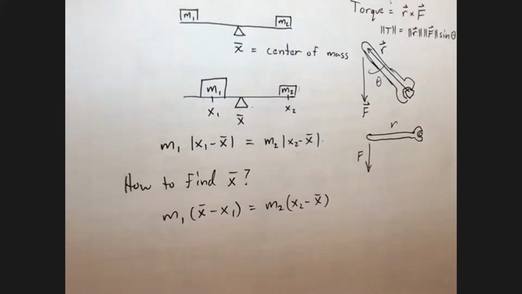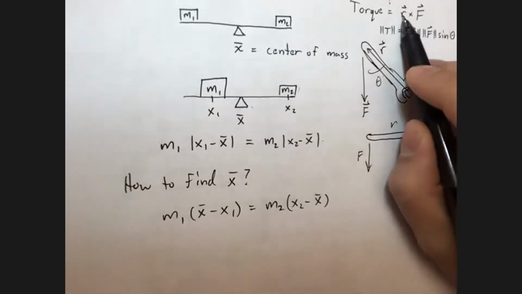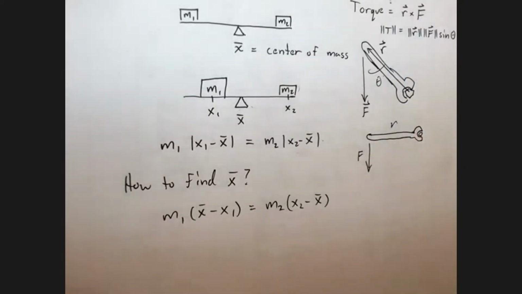Oh, thanks, you corrected me, it's r cross f. Well, you didn't correct me, but you affirmed what I wrote. Good. That the torque really is r cross f. Thank you for looking that up.